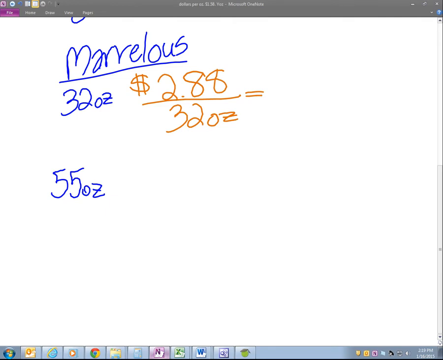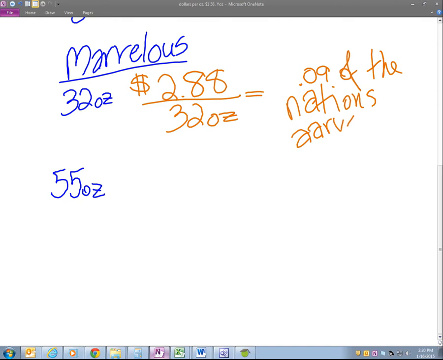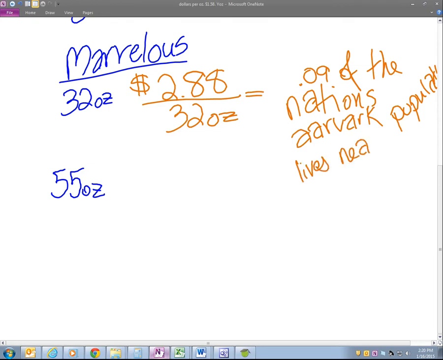You're good. So we have 0.09 of the nation's aardvark population lives near Sam's sock drawer.